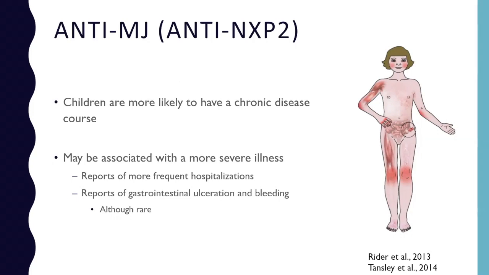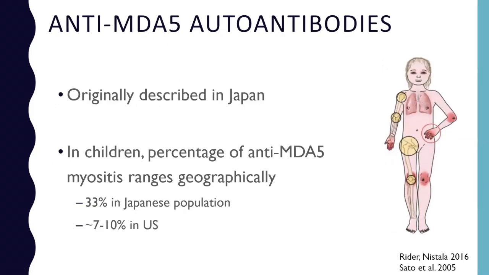Again, children with these autoantibodies are more likely to have a chronic disease course, but not always, and they may have more severe illness. So there have been more reports of more frequent hospitalizations with this autoantibody group, and even reports, as you can see in the picture here, showing an ulcer and some bleeding of the GI tract. But these are pretty rare case reports, just more frequent than the other subgroups.